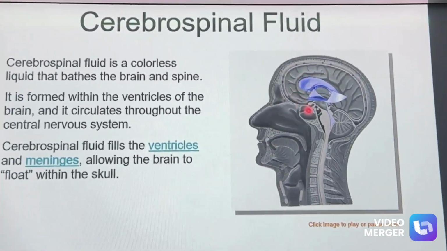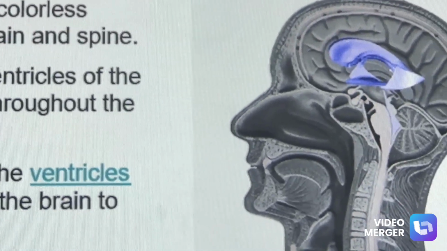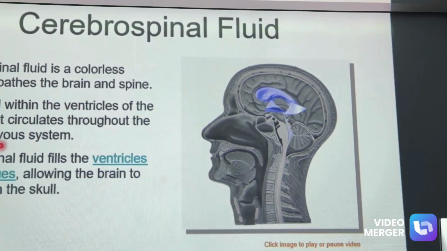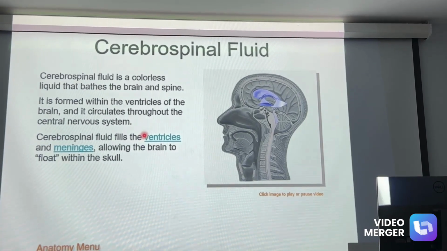The content of the ventricle is the cerebrospinal fluid. It is a colorless fluid that passes the brain and spine. It forms within the ventricles and circulates through the nervous system.